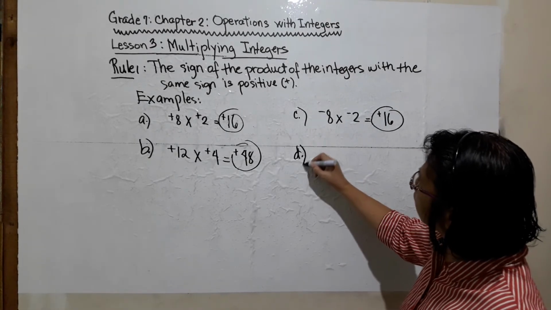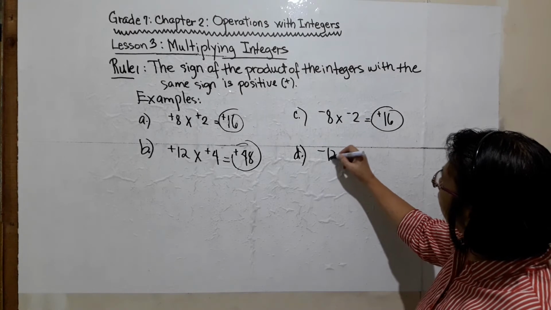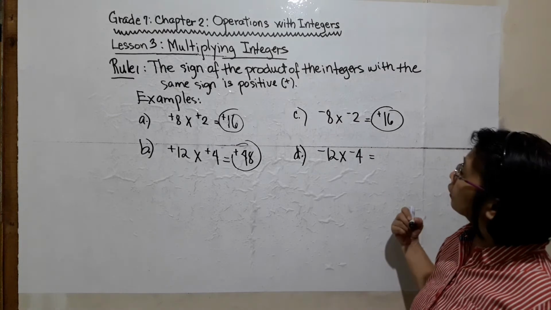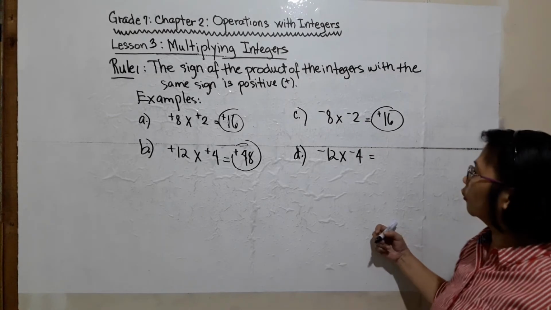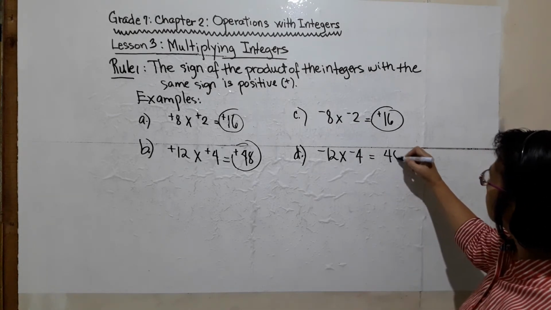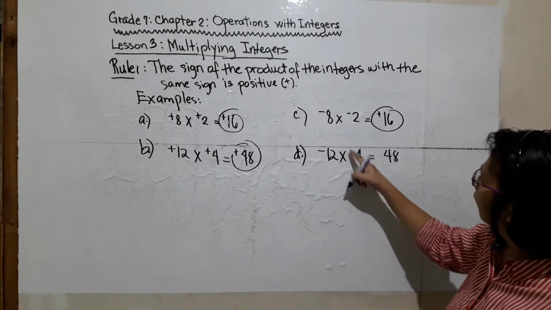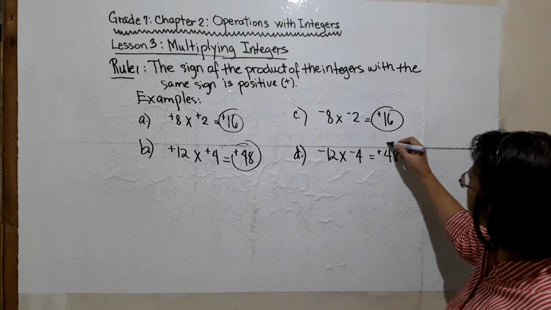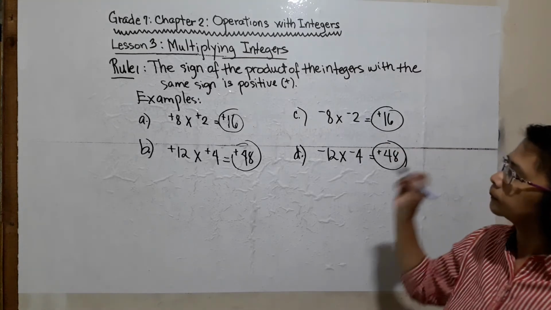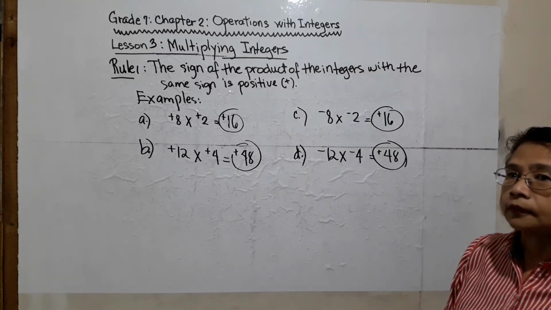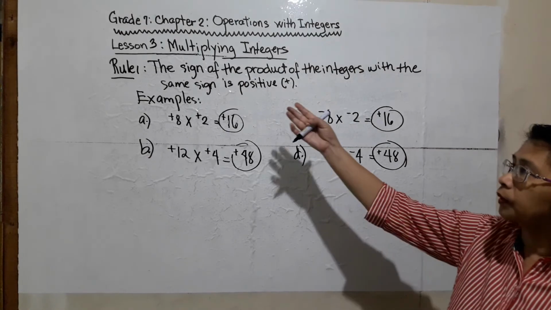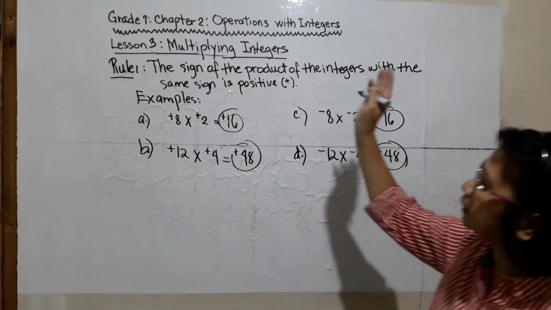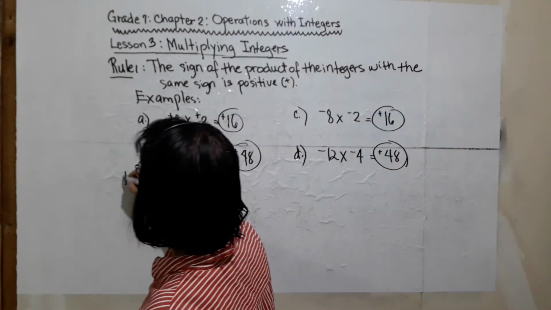Letter D, example. Negative 12 times negative 4. Multiply the numbers, 12 and 4, you have 48. But the signs are the same. According to the rule, the product should be positive. Do you understand my examples following rule number 1? Okay, very good. Let's have now rule number 2.